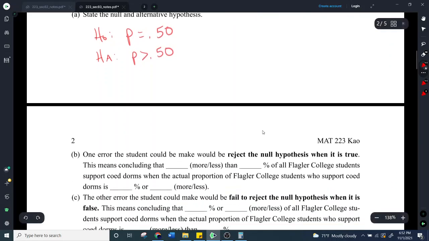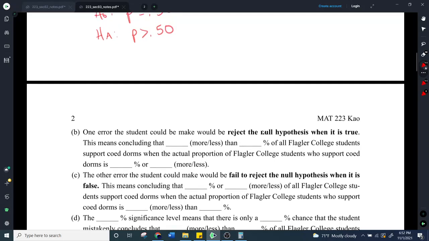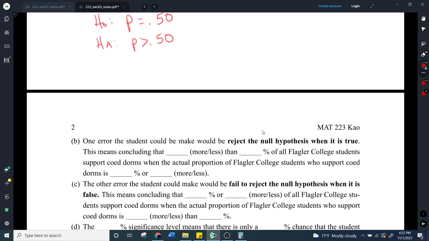So one error the student could make would be to reject the null hypothesis when it is actually true. So if he rejects the null hypothesis when it is actually true, that's a bad thing. This means concluding that if he rejects the null hypothesis, he thinks the alternative is true. So that means concluding that more than 50% of all Flagler College students support co-ed dorms when the actual proportion of Flagler College students who support co-ed dorms is 50% or potentially less. But that's what we're saying. He rejects the null hypothesis when it is actually true.